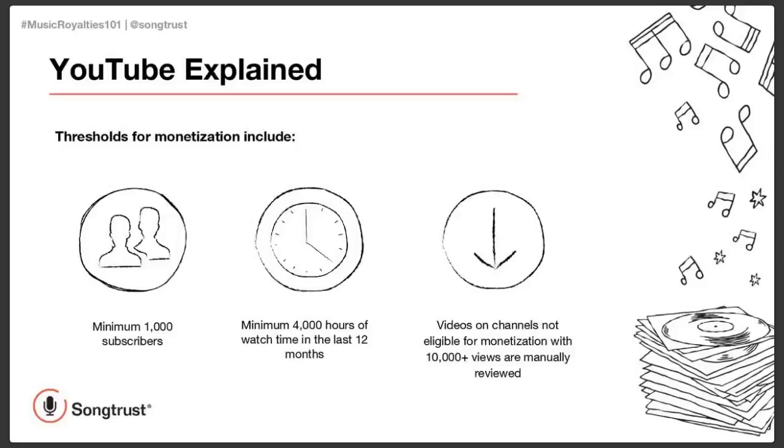And so here you'll see some of the thresholds for monetization. So earlier this year, YouTube put some of these thresholds into place. So now in order for any video on YouTube's platform to be monetized, the channel that it's on has to have a minimum of 1,000 subscribers and 4,000 hours of watch time in the last 12 months. Otherwise, a video is not going to be monetized until it reaches both of those thresholds. Now, on channels that do not meet either of those requirements, if a video does reach 10,000 views, that video is manually reviewed by YouTube to decide whether it will be eligible for monetization. So it is possible that videos with a lot of views but not a lot of subscribers on the channel can be monetized.